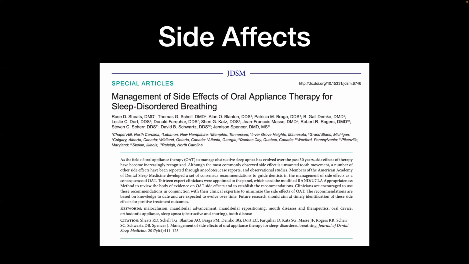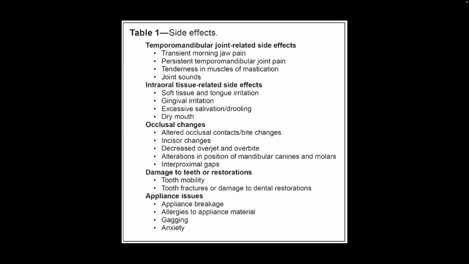So this was a great paper. I think it was released a couple years ago, if not more now. I see it all the time, and I see it quoted, where it talks about all of the potential side effects that mandibular advancement devices or oral appliance therapy can cause when you're treating patients for sleep disordered breathing or obstructive sleep apnea. And they created this great chart from this paper and broke it down into temporomandibular joint related pain, intraoral tissue related side effects, occlusal changes, damages to teeth and restorations, and appliance issues: breakage, allergies, gagging.